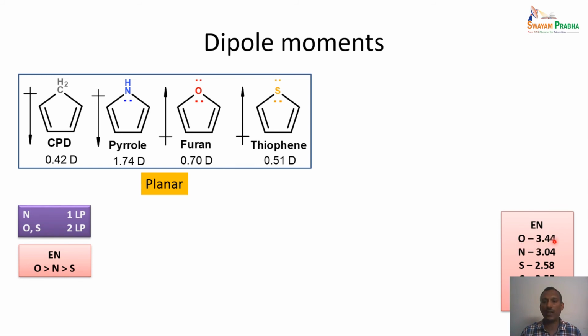Oxygen has the highest electronegativity with 3.44, whereas hydrogen has 2.22. So because of this 2.22, again the electron density is a little bit disturbed in the case of pyrrole. Whereas in the case of cyclopentadiene, which has an electronegativity of 2.55 compared to hydrogen's 2.22, the difference is not much. That's why here also we see the dipole moment is not very high.